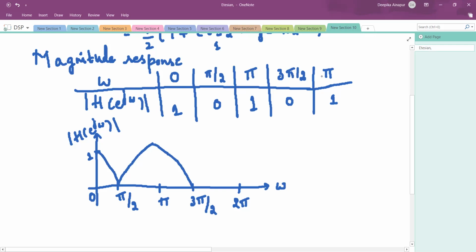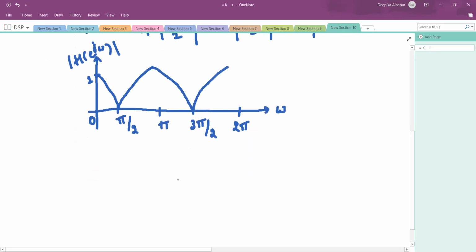And then 2 pi. If you substitute 2 pi, 360 degrees, you'll again get the value 1. Again, it will continue like this. So in this way, we will be drawing the magnitude response. Whatever equation is given, substitute different values of omega and get the magnitude response. Next, in the same way, we'll be seeing the phase response.